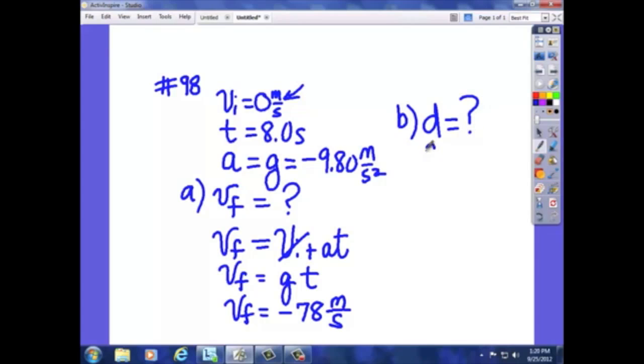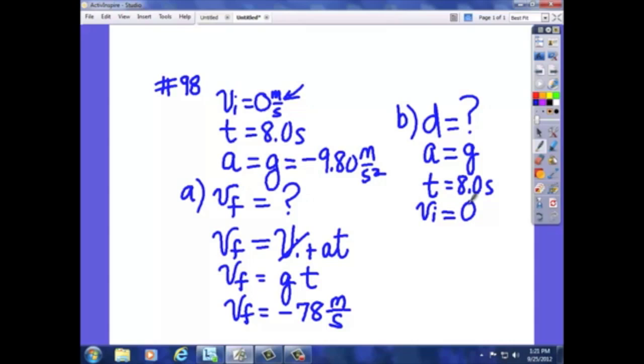We still know that the acceleration is due to g, negative 9.80 meters per second squared. And they want us to stick with the same amount of time. What is the stone's displacement during this time? So I'm going to stick with the 8.0 seconds. And I am also going to work with the fact that it was dropped from rest. So the V initial is 0.